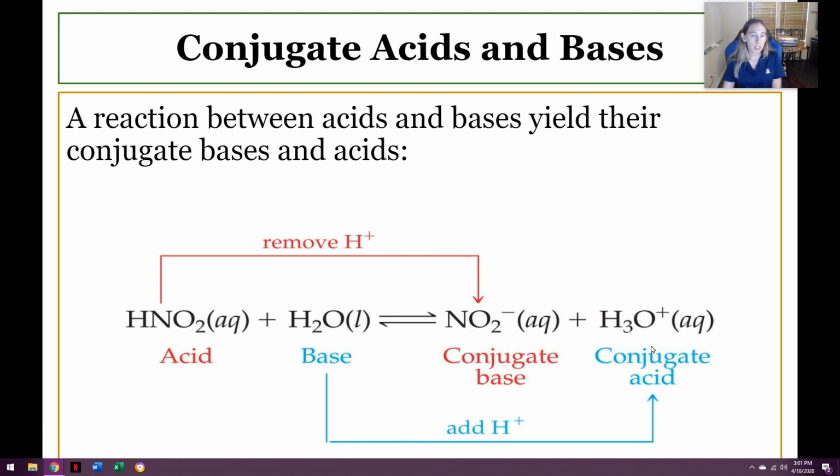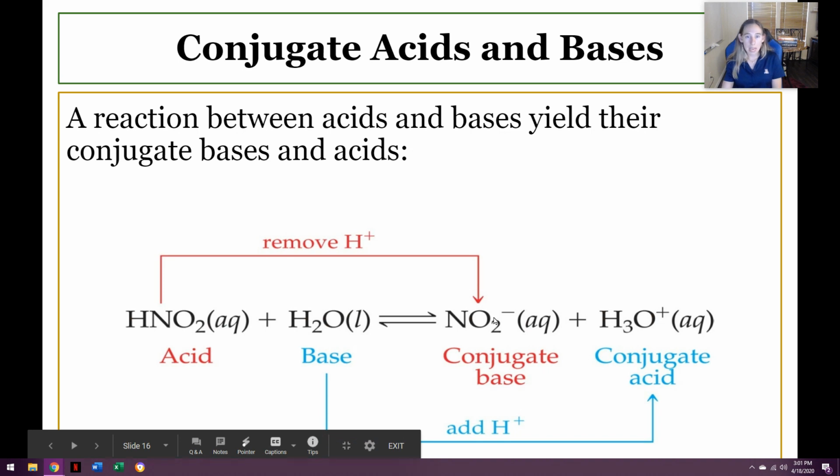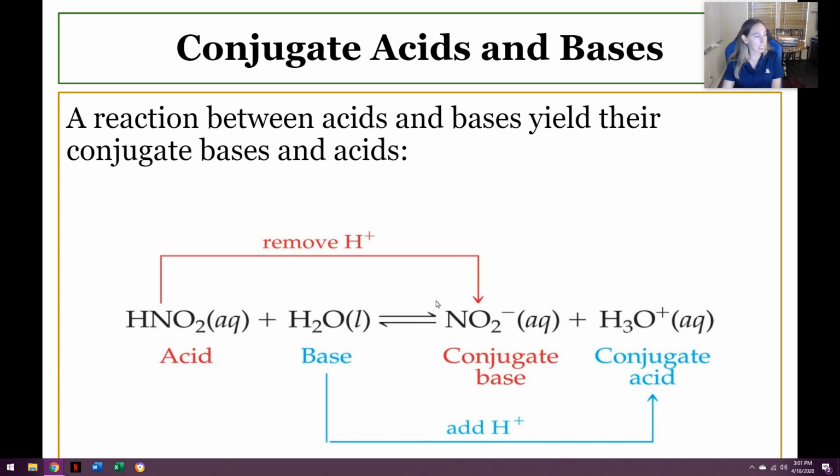So let's look at these products. NO2 minus is a base according to our Bronsted-Lowry definition because it can accept a hydrogen, and it would love to neutralize its negative charge because, of course, our hydrogen ion has the positive charge.